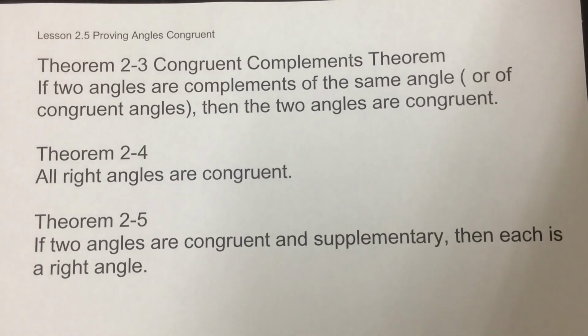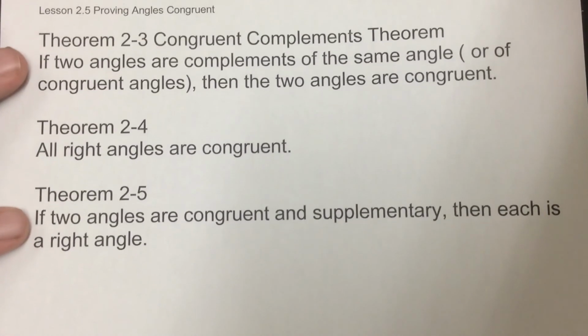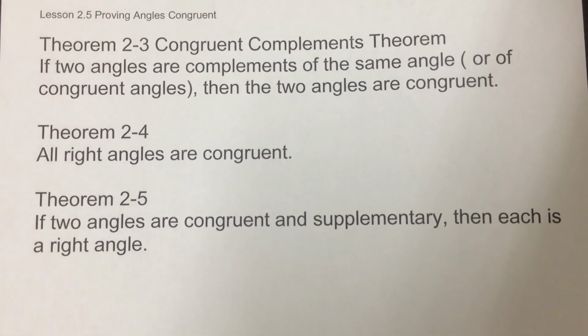So, theorem 2-3, congruent complements theorem. If two angles are complements of the same angle or of congruent angles, then the two angles are congruent. And that's something that you'd prove the exact same way that we've done it. Theorem 2-4, all right angles are congruent. They're all 90 degrees, they're all the same measure, they're all going to be congruent.